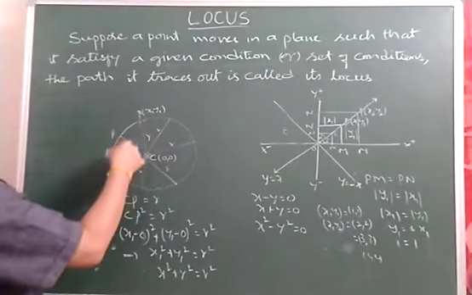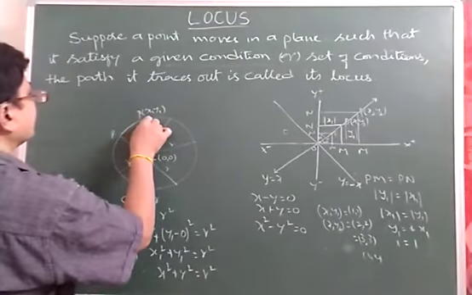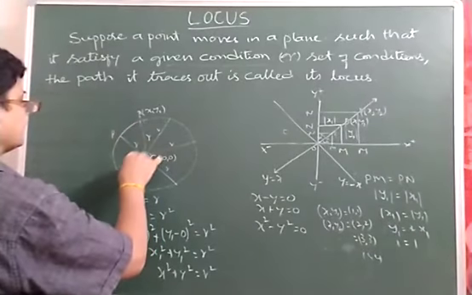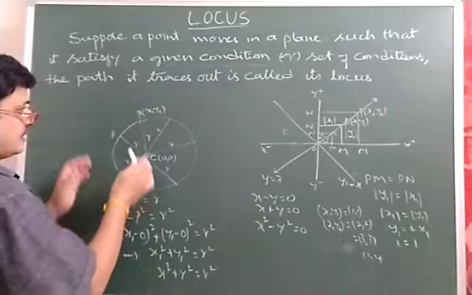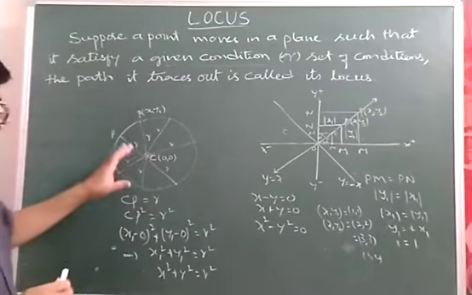This is the locus of the point P. The locus of a point P which moves in a plane such that its distance from the fixed point is always constant is the definition of a circle.